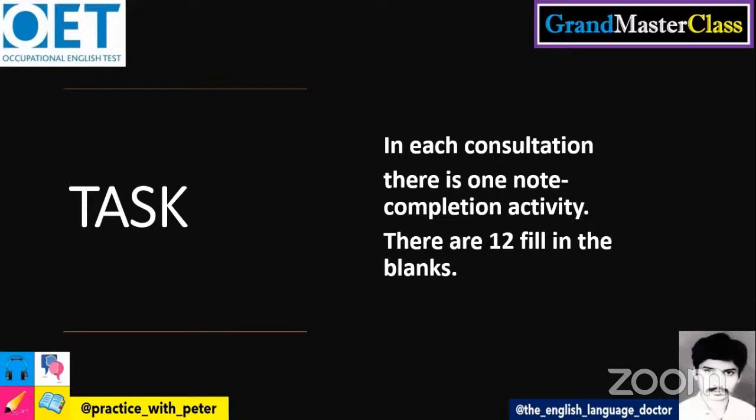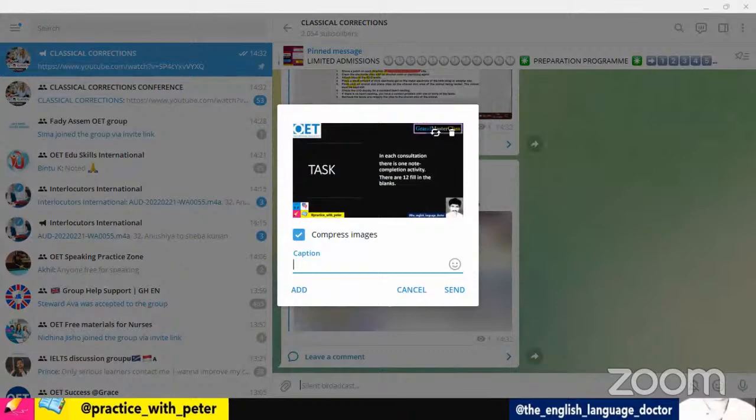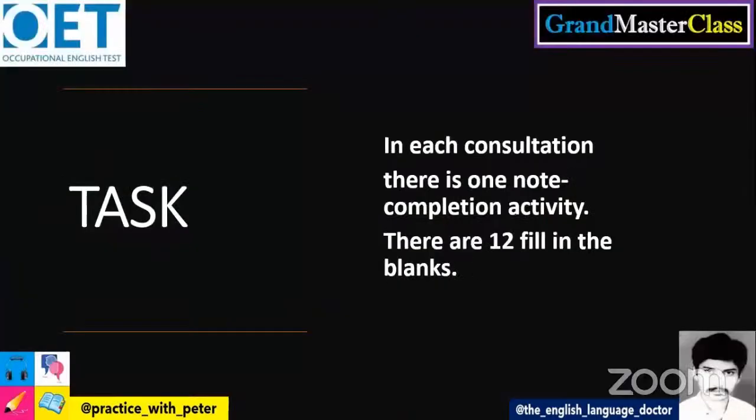So there will be 2 consultations, and in each consultation there are 12 fill in the blanks. So 2 consultations will be 24 questions, and each consultation will be broken into sub areas again. For example, problems, medication, treatment, suggestions or activities, something like that.